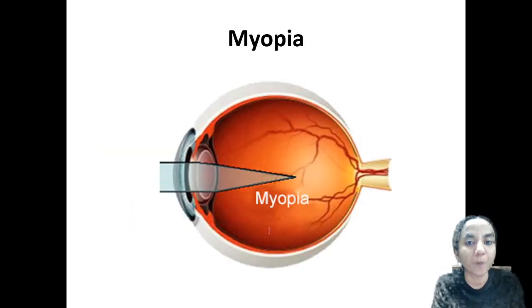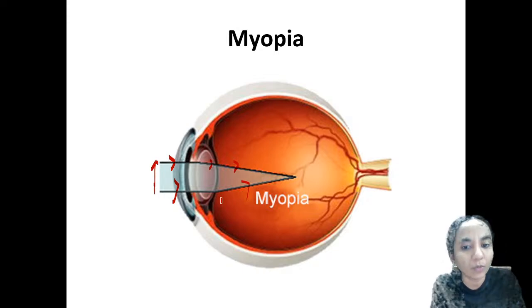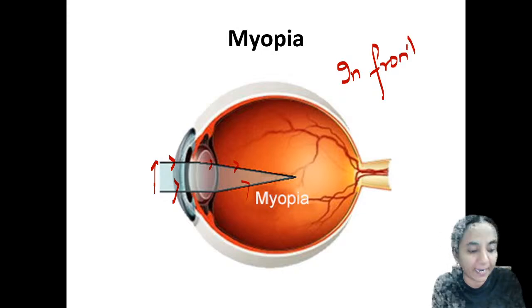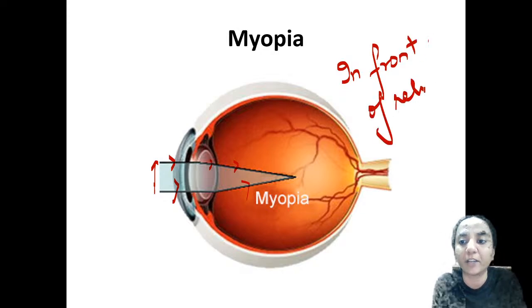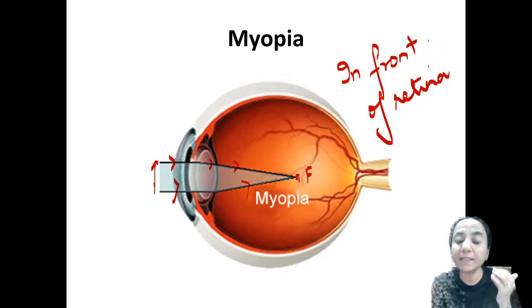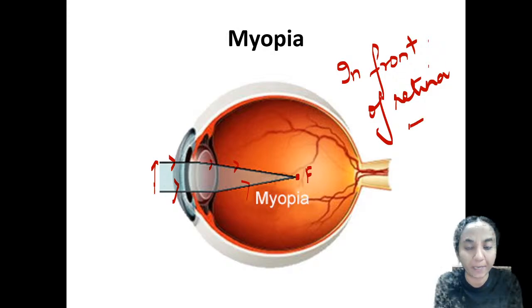So purely from an optics point of view, myopia means that the parallel rays of light, that is the rays of light which are coming from a distant object, after passing through the eyeball, are brought to focus at a point which is in front of the retina. So if I name this point as F, ideally, this point F should have been on the retina for us to get a clear view. But this does not happen. The rays of light meet in front of the retina, and that is called myopia.